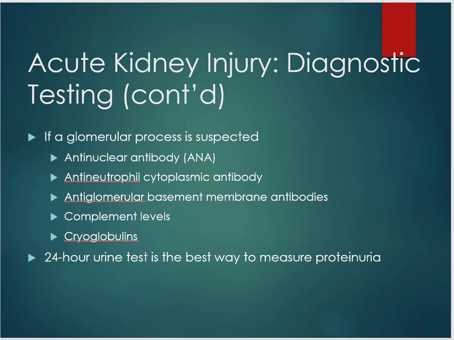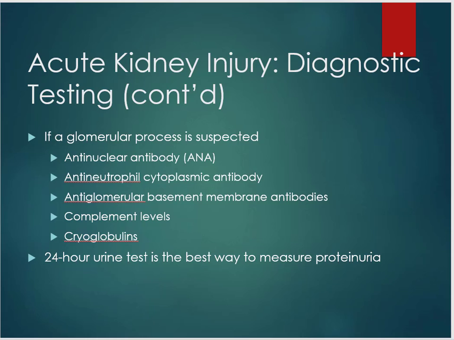There are several diagnostic tests that can be used to assess acute injury, but it's important to know where you, as a practitioner, think the injury has occurred. So if it's a glomerular process, you may want to order an ANA, an anti-neutrophil cytoplasmic antibody, anti-glomerular basement membrane antibodies, complement levels, or cryoglobulins.